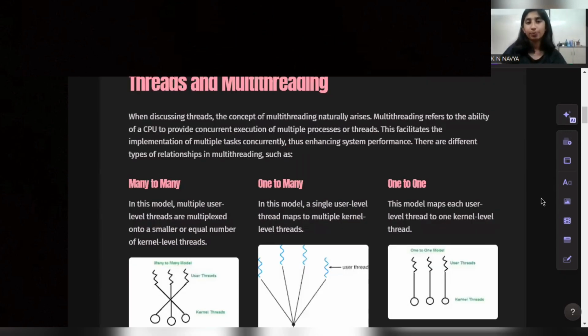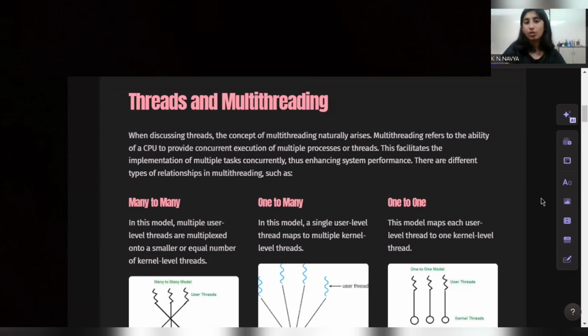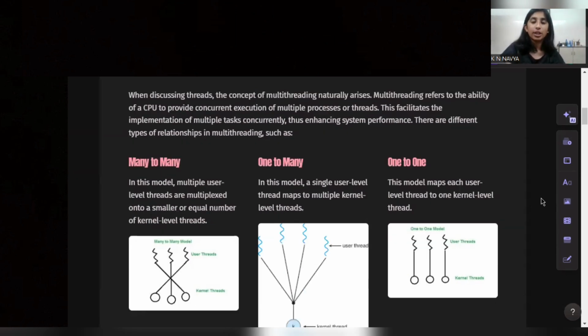Threads and multi-threading. While discussing threads, the concept of multi-threading naturally arises. Multi-threading refers to the ability of a CPU to provide concurrent execution of multiple processes or threads. This facilitates the implementation of multitasking concurrently, thus enhancing system performance. There are different types of relationship in multi-threading, such as many-to-many, one-to-many, and one-to-one.